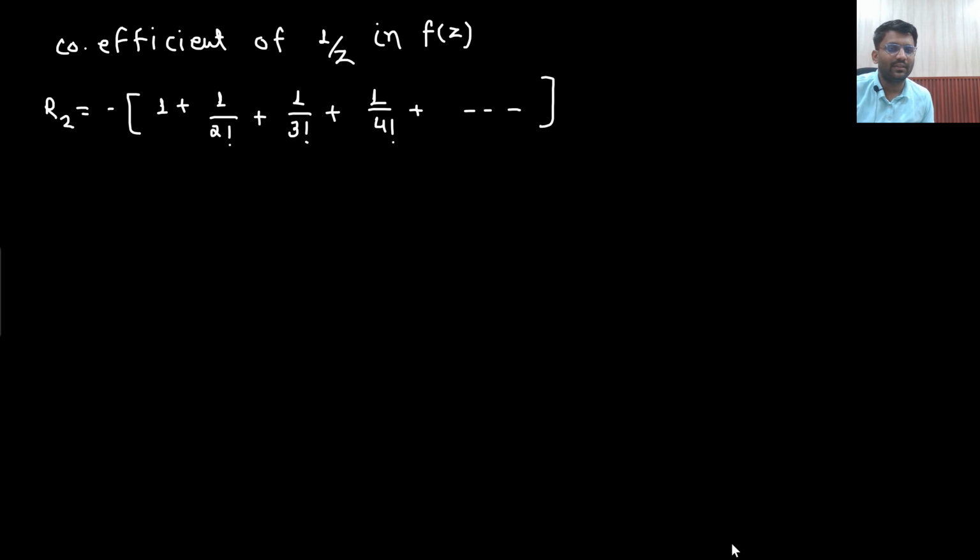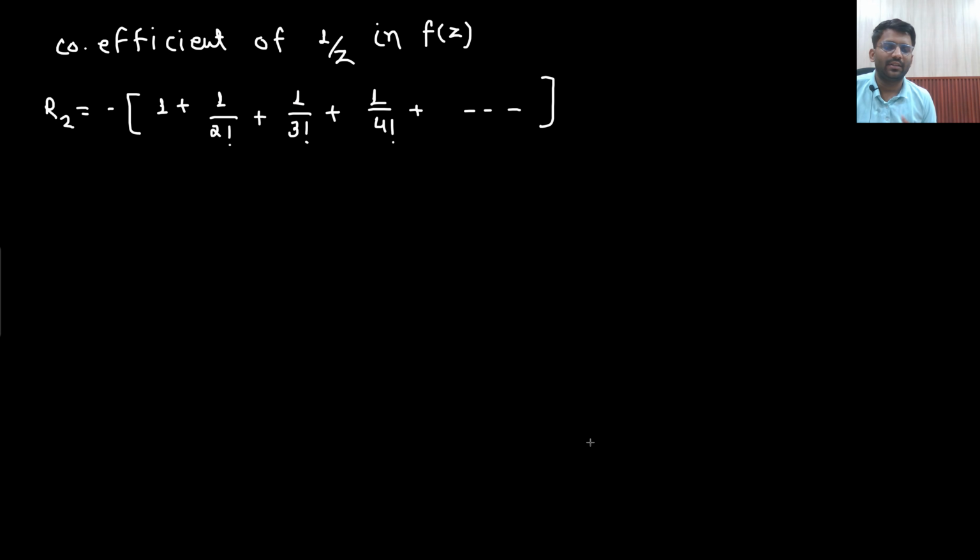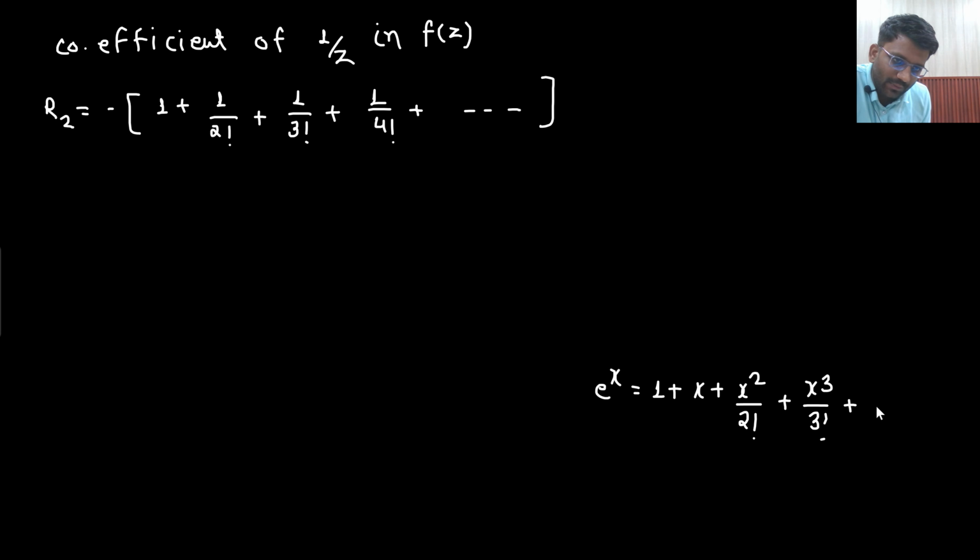What else could be mentioned? Sir, is this my answer correct? Yes, this answer is correct. But let's say in the examination this option is not even mentioned, then what will you do? I remember the expansion of e to the power x, that is 1 plus x by 1 factorial plus x square by 2 factorial plus x cube by 3 factorial and so on.